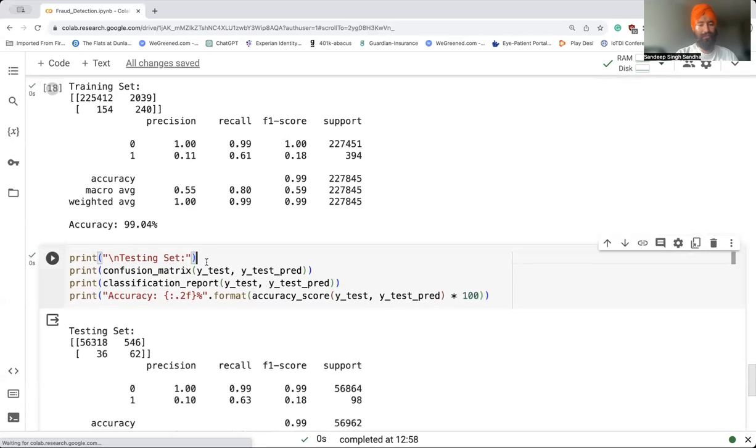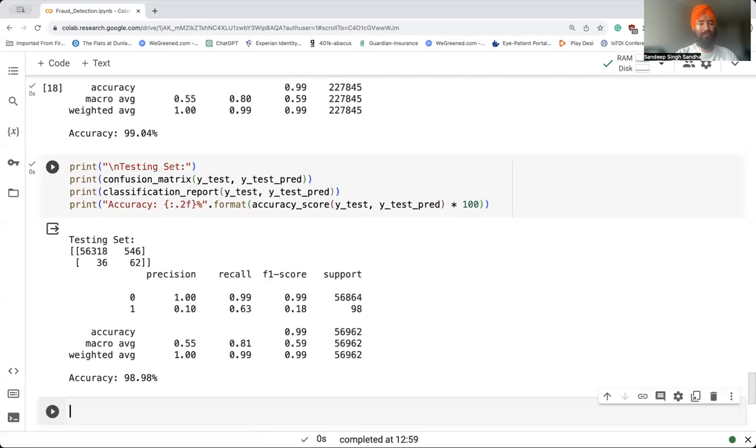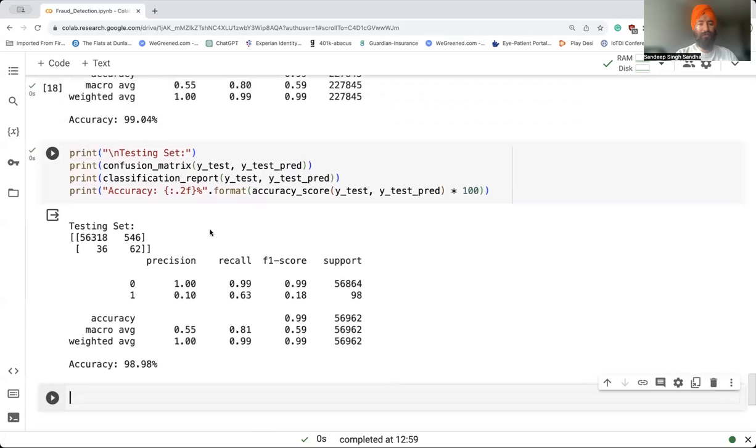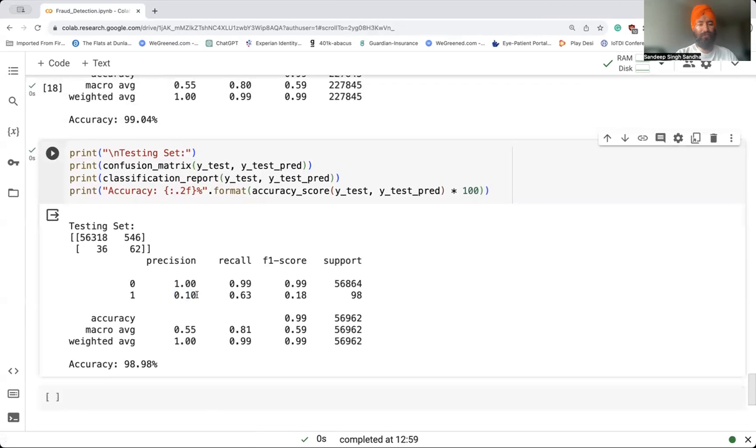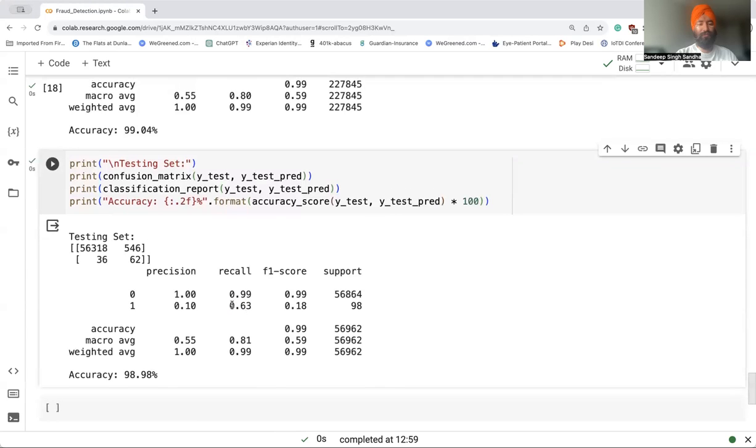Now let us look at the test data. On the test data, the model does reasonably similar. So the model is generalizing. On the test data, again, we have around 10% precision and 63% recall. So around 60+% of fraud transactions, we are able to recall.